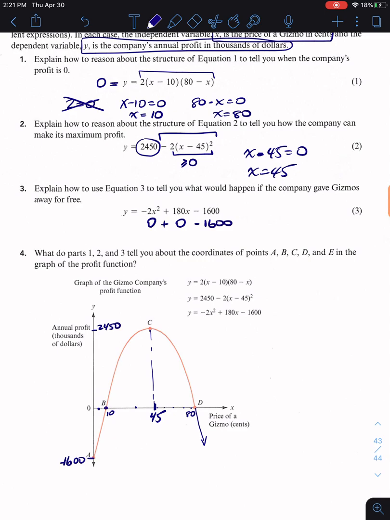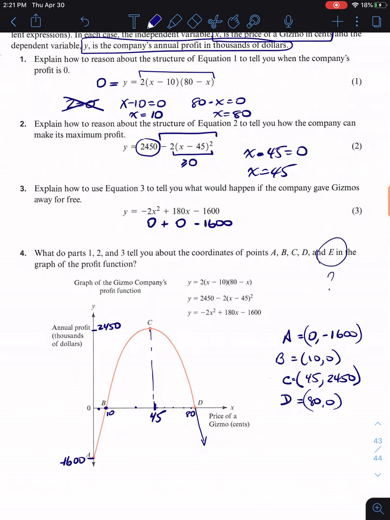So what do parts 1, 2, and 3 tell you about the coordinate points A, B, C, D, and E? So let's look. A is going to be (0, -1,600). B is (10, 0). C, we know, is (45, 2450). D is (80, 0). Where's E? I don't see E. Okay, well, they asked for E, but I don't see it. Maybe I'm missing something.